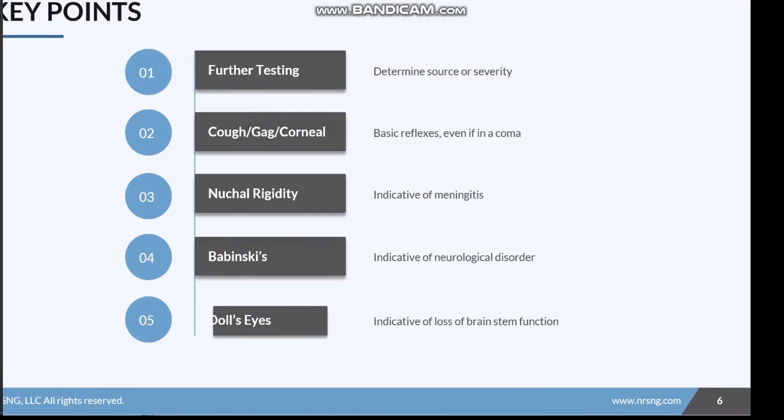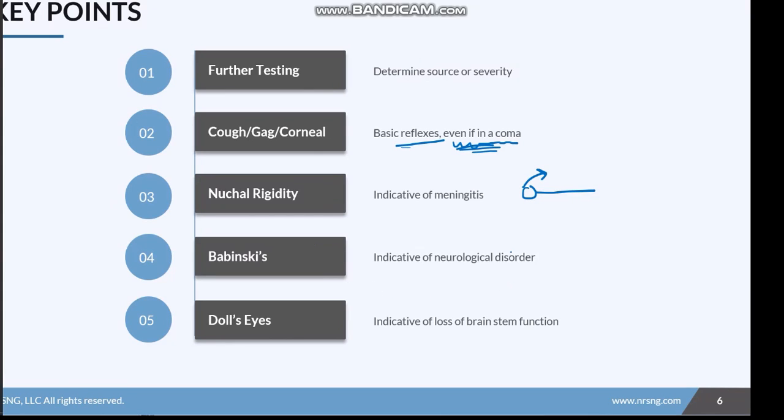So just remember, these adjunct tests are there for us to help determine the source of the problem or the severity of an issue, and we add them to our routine assessments to get more details. We check basic brainstem reflexes like cough, gag, corneal. Patients who are in a coma who still have brain activity will still have these reflexes. Now, if we are concerned about possible meningitis, we'll check nuchal rigidity. Again, try to lift their chin towards their chest and see if their knees pick up or if they're unable to bend that neck, and that's how we see that.